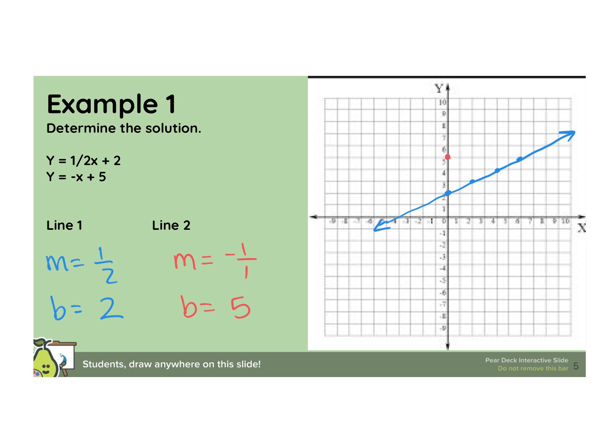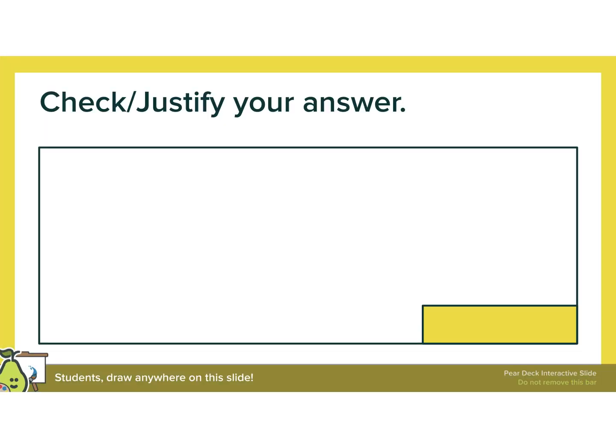So 5 is my y-intercept, and since it's negative 1, I go down 1 and to the right 1, down 1. See that point right there where they cross? That's the solution. Oops, my line's not perfect, sorry. The solution is here at 2, 3. So on the next slide, since it has a solution, we're going to check. So the solution is 2, 3.